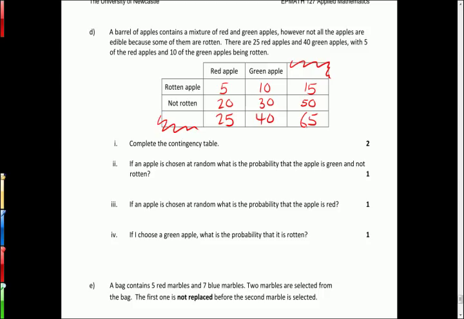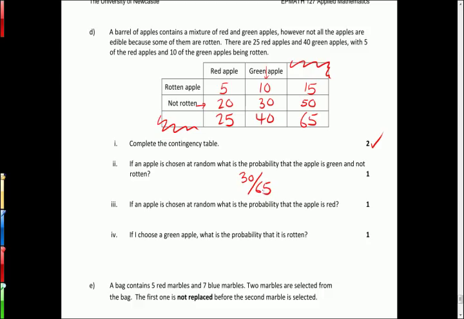Again, if an apple is chosen at random, what is the probability that the apple is green and not rotten? Green, not rotten, 30. There are 30 apples that are green and not rotten. 30 out of 65, that's my probability. I choose not to simplify.